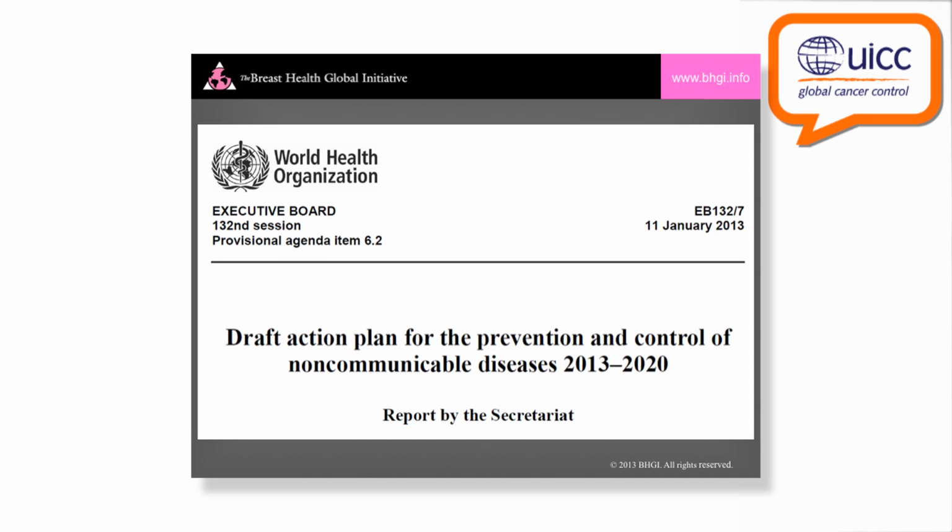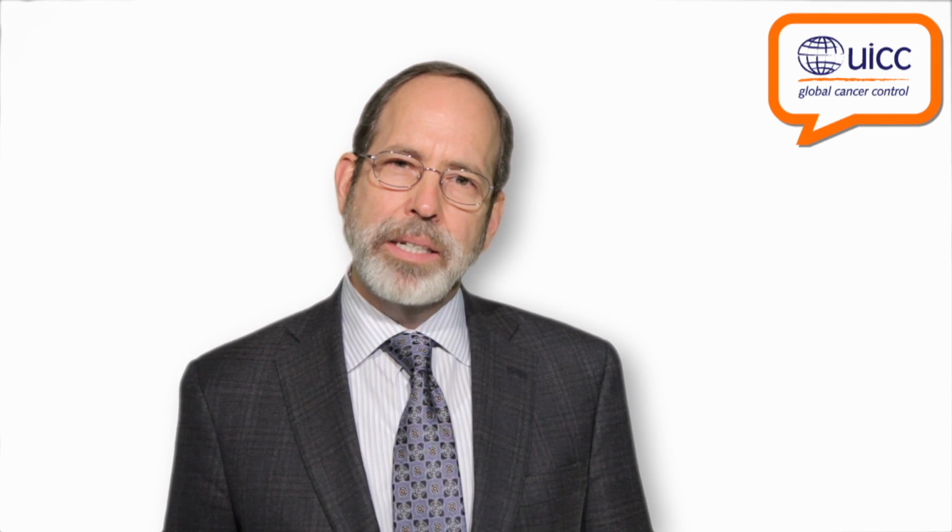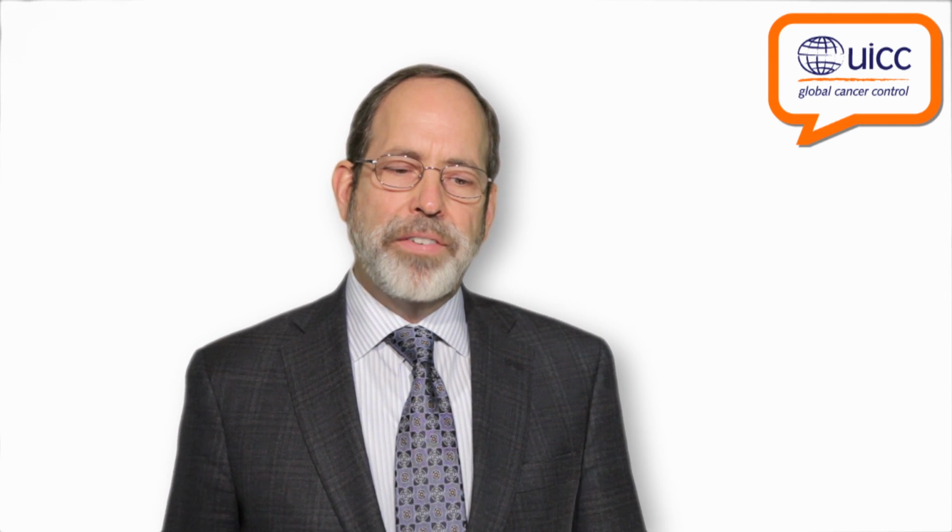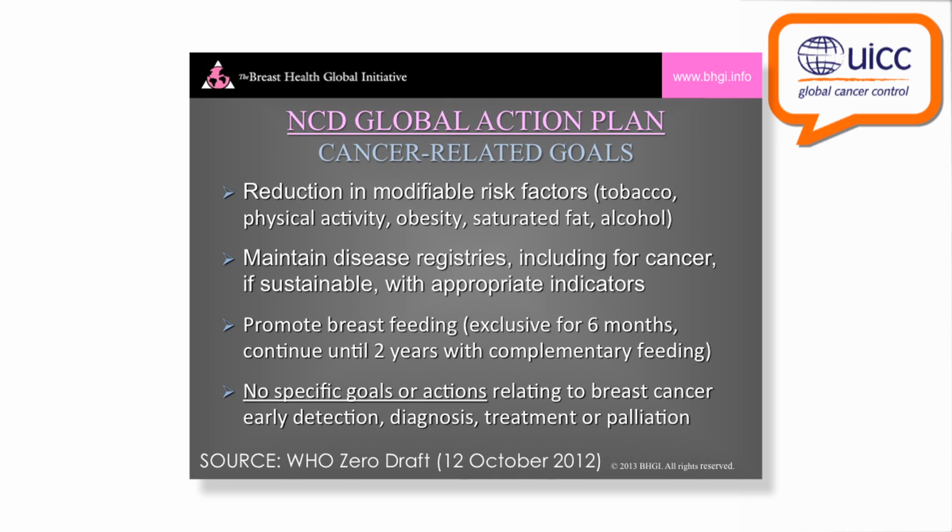In response to the UN initiative, the World Health Organization has come up with a global action plan that is currently being reviewed by member states. They're soliciting member states for input, and this is a guideline for how countries around the globe should be addressing different non-communicable diseases. If you look at the earlier version of this draft, they talk about the reduction in modifiable risk factors, including tobacco, physical activity, obesity, saturated fats, and alcohol. They talk about disease registries, including cancer, if these are viewed as sustainable with appropriate indicators.